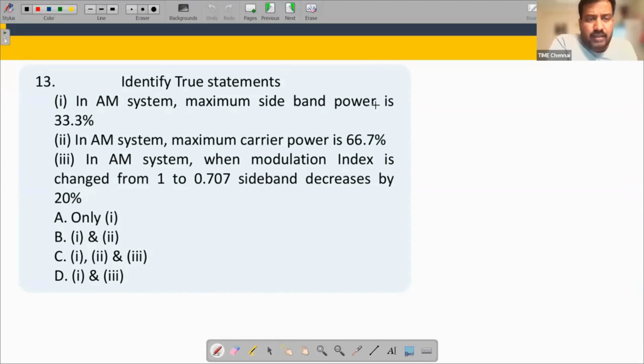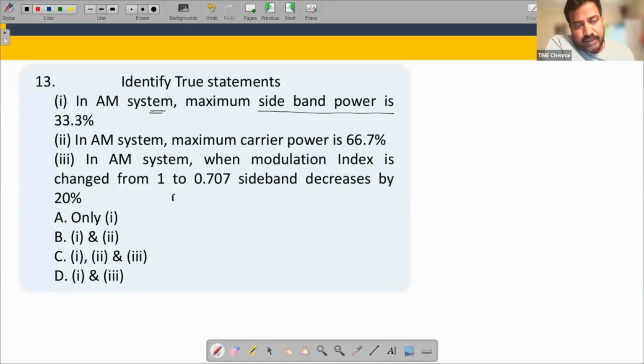Option B is nothing but identify the true statements. 1 and 2 are true, you are saying. We'll see. Identify the true statements. In AM system, maximum sideband power is 33.33%.